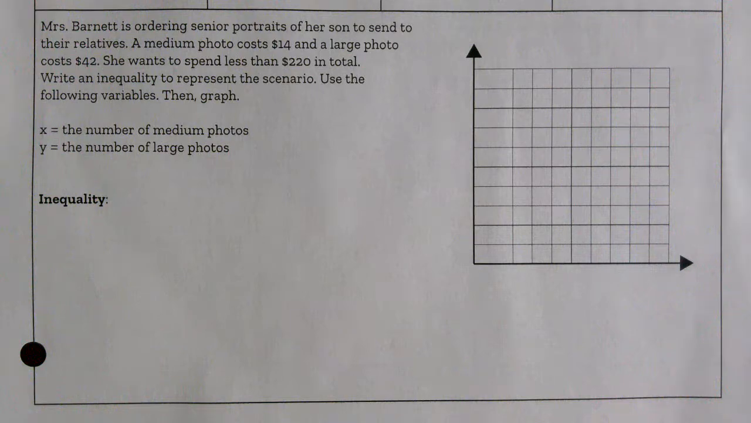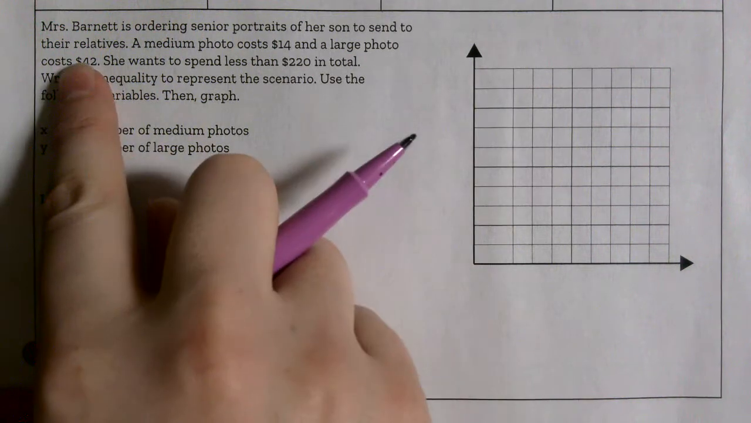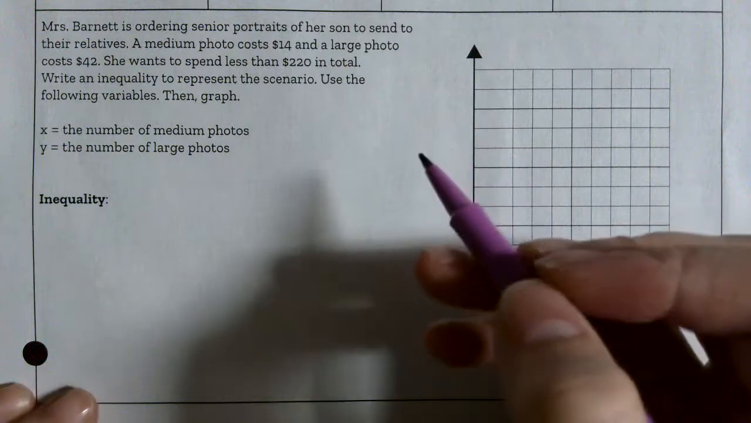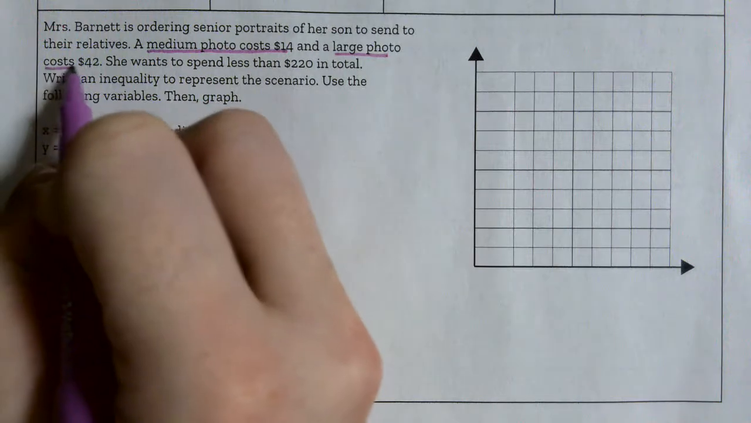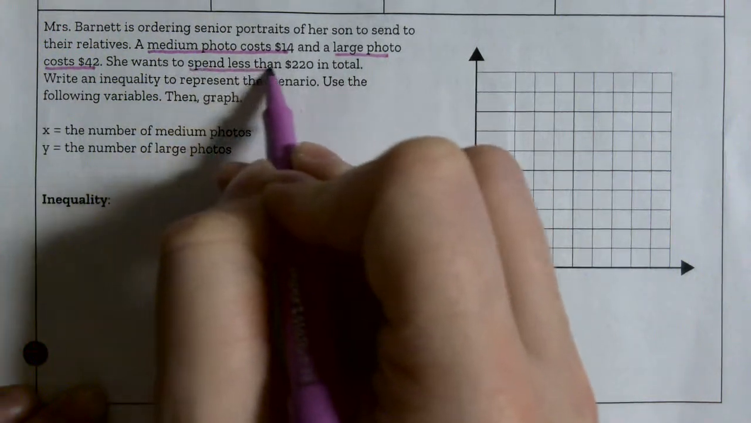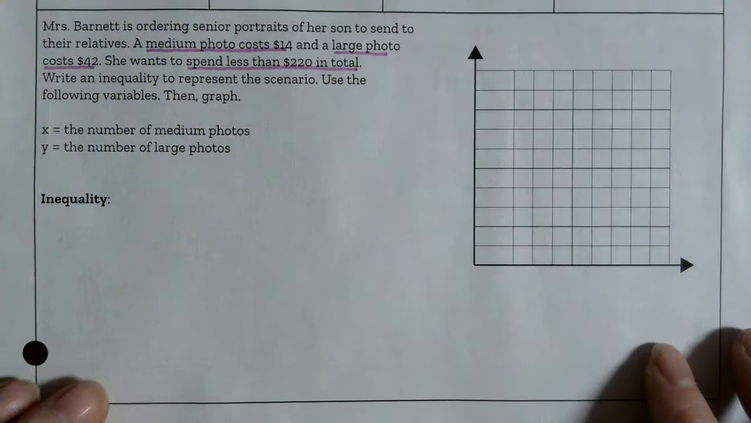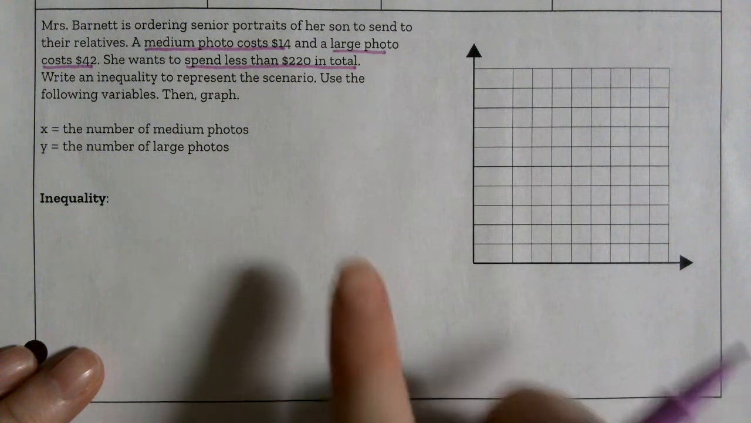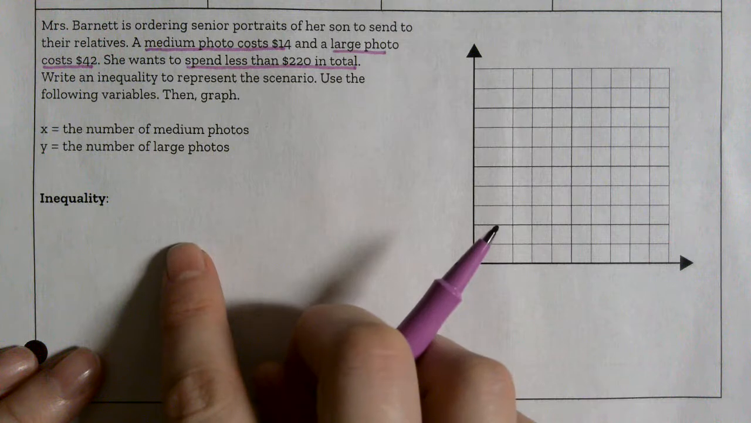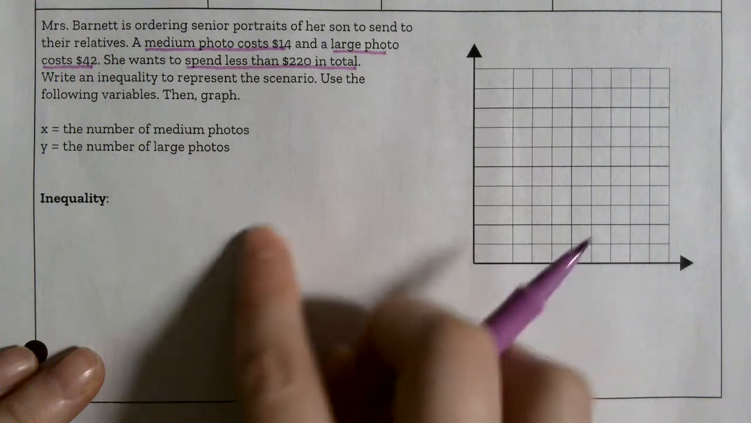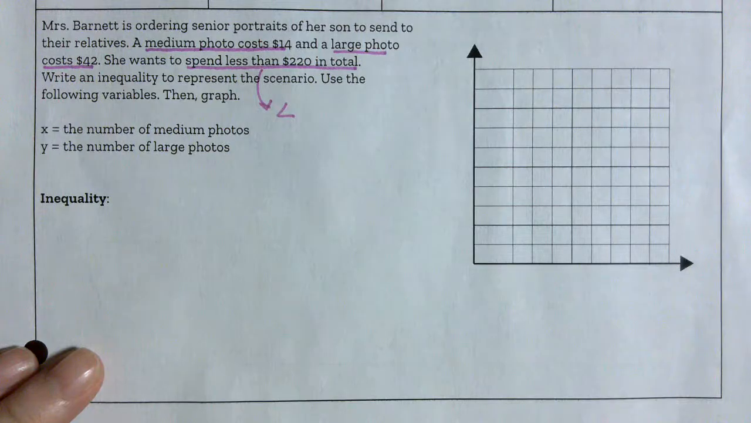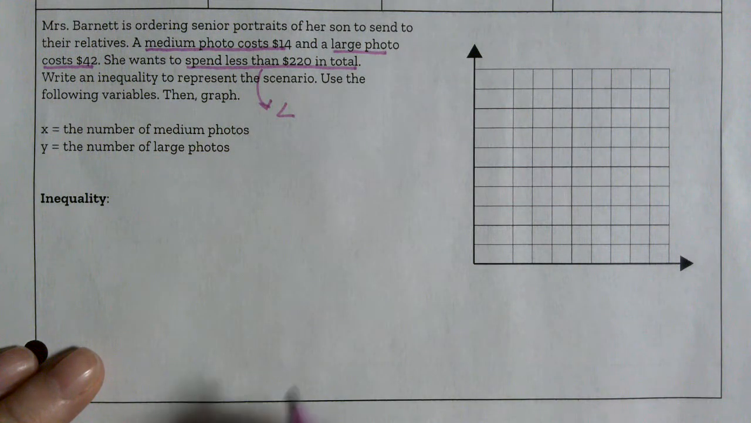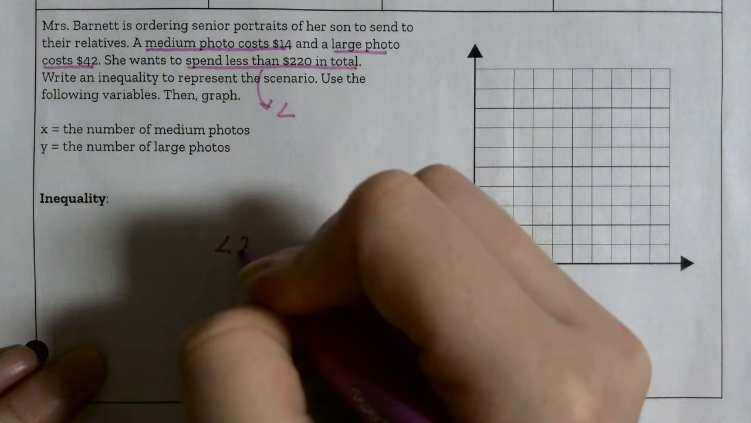So the first thing I want to do is write an inequality. After I read this once, I go back and underline important information. A medium photo is 14. Large photo is 42. She wants to spend less than $220 in total. I always start at the end of the inequality, whatever the total is, and put that at the end. So it says I want to spend less than $220 in total. Less than tells us that we should use a less than symbol. That one is pretty easy. So the end of my inequality is going to say less than 220.